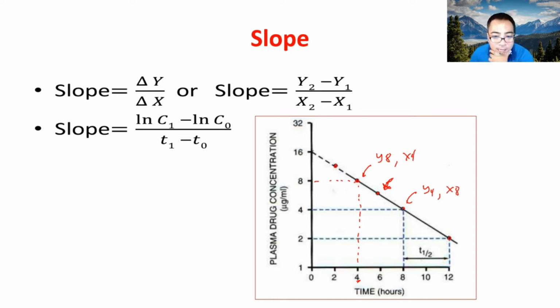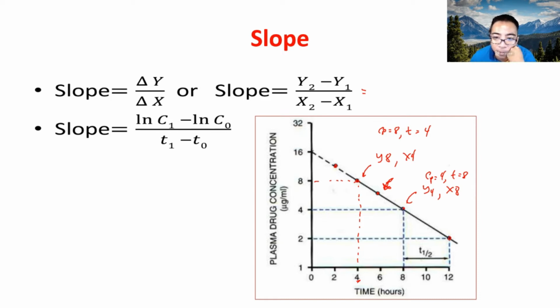So, if this is a plasma level time curve, class, then my y8 would be Cp equal to 8, with time equal to 4. And this other one has a Cp of 4, while the time is equal to 8. Now, if I'm going to compute for the slope, then obviously I'll just do this. You can choose which is your y2 here, but normally, class, you have to arrange this from highest to lowest number. Highest to lowest tayo dito.